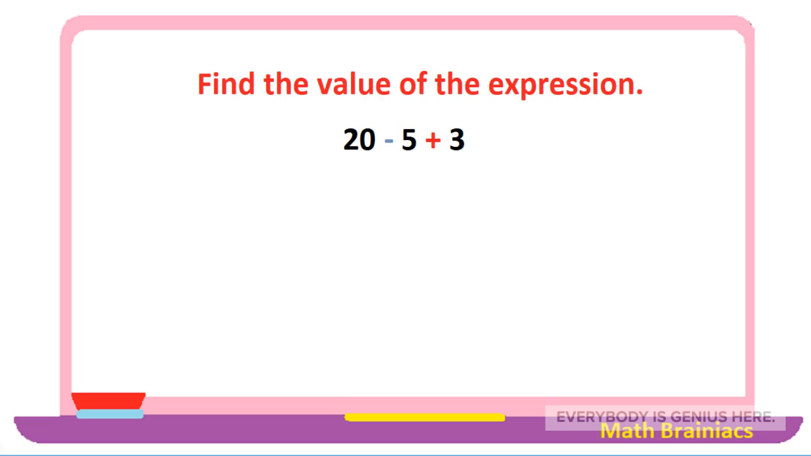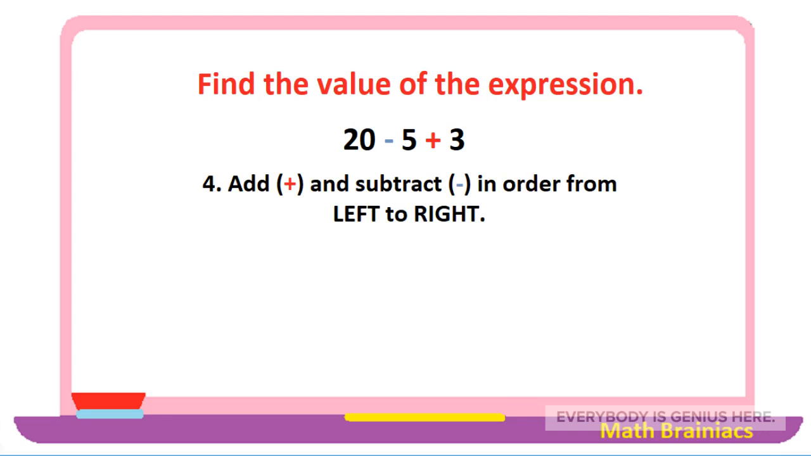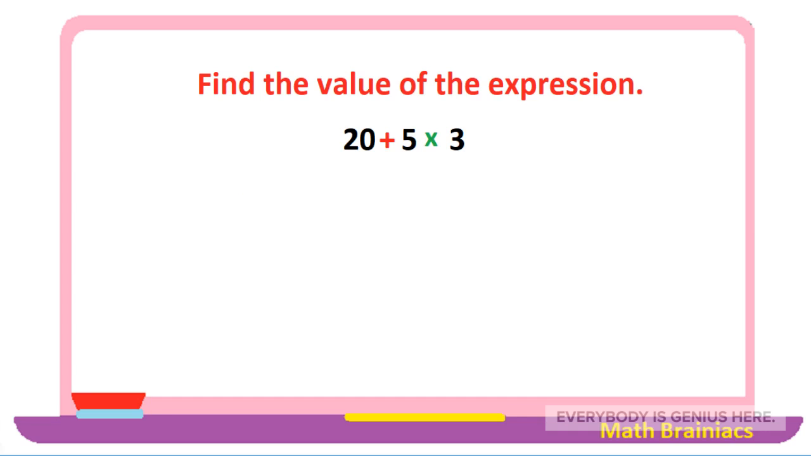Let us work on this example so that you will be guided. Find the value of the expression 20 minus 5 plus 3. We need to follow the fourth rule here: add and subtract in order from left to right. Starting from the left, 20 minus 5 will give us 15. We can therefore add now after subtraction. Therefore, 15 plus 3 will give us 18.